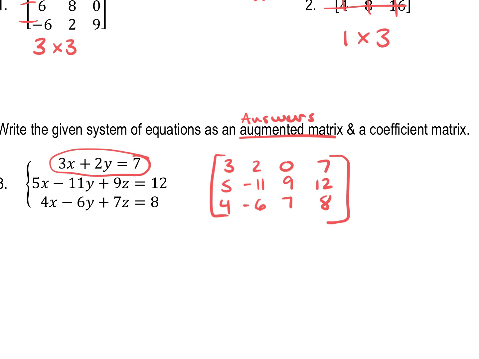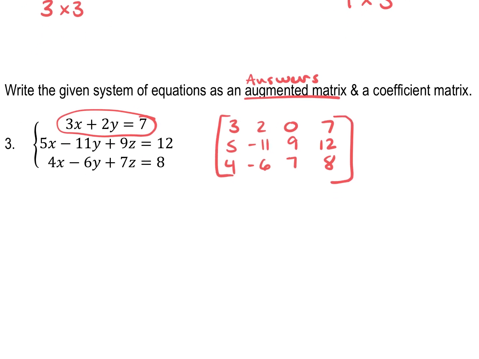Just don't forget, each column is the x's, then the y's, then the z's. So if you're missing one of your variables, put a 0 in that spot, but also the variables might not go in order. The equation may not go x, y, z. So just pay attention. Don't rush this type of question.